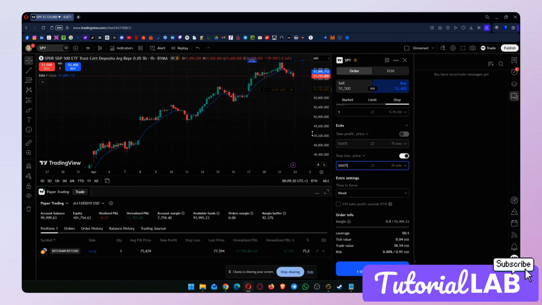And that is how we set up stop loss and take profit in TradingView. With this simple setup, we can manage our trades more effectively and reduce unnecessary risk.